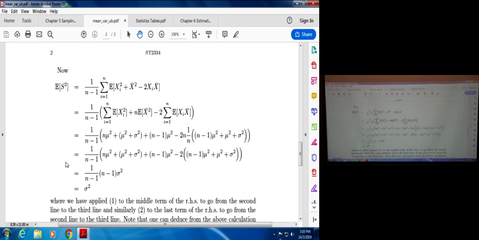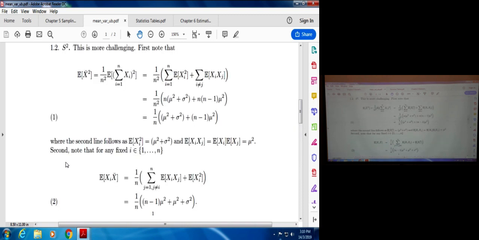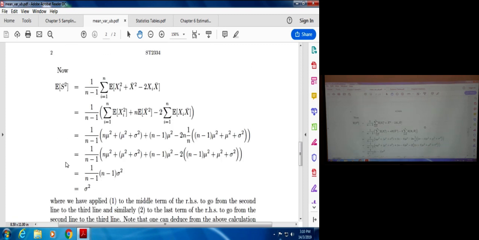This one we have already calculated. So n times the expected value of x bar squared is just n times this quantity, so I get mu squared plus sigma squared plus n minus 1 mu squared. That's this term here. This one, sorry, I made a typo here. This one should be, the expected value of x squared is mu squared plus sigma squared. So this one is not n mu squared, there's a missing plus sigma squared here. So this is a typo, sorry about that.